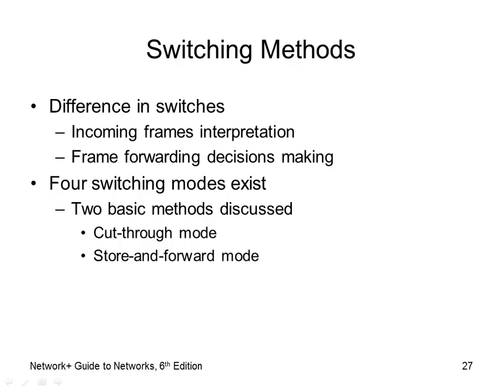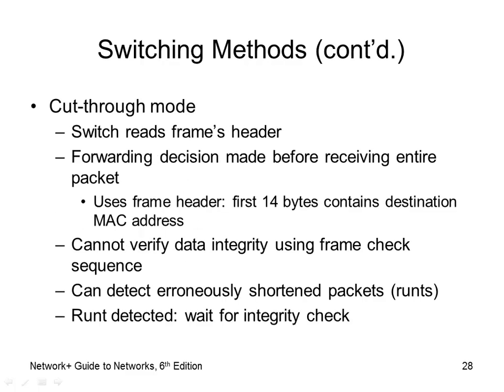Differences in switches may involve the way they interpret the frames, in what's called frame forwarding decision making. What that means is there are different ways that switches decide how to read the packet and determine how to push it through. Because a switch has to actually read the packet, versus a hub, there's a little bit of latency, because the switch has got to decide what to do with it. Even though there are 4 switching modes, the 2 that are most common are cut-through and store and forward.